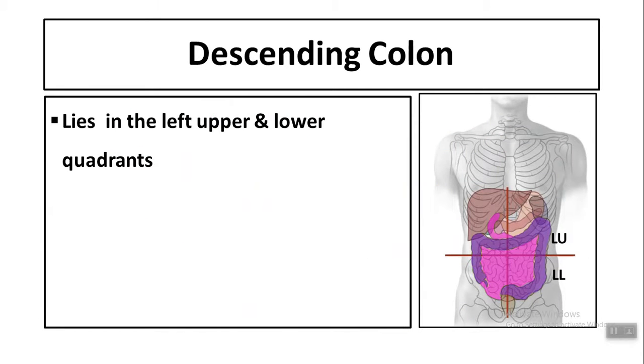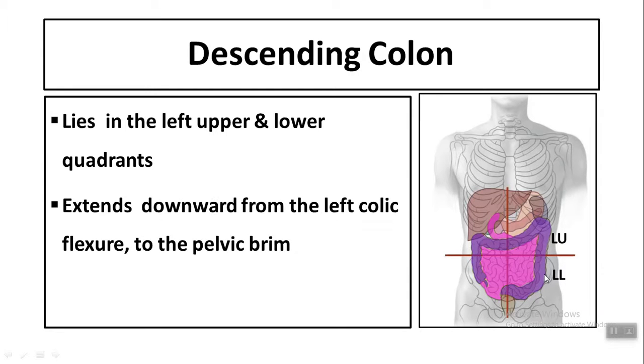The descending colon. Descending colon lies in the left upper and left lower quadrants of the abdomen, at the periphery of the abdomen. The large intestine in general is located at the periphery of the abdomen. It extends downward from the left colic flexure, or the splenic flexure, down to the pelvic brim, where it becomes continuous with the sigmoid colon.